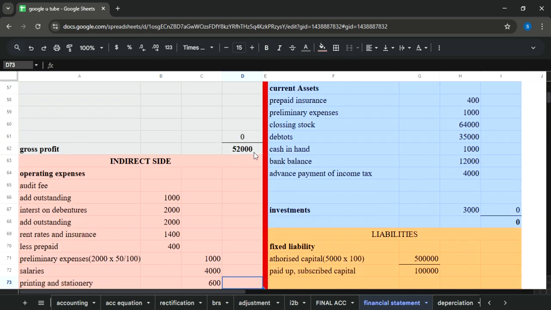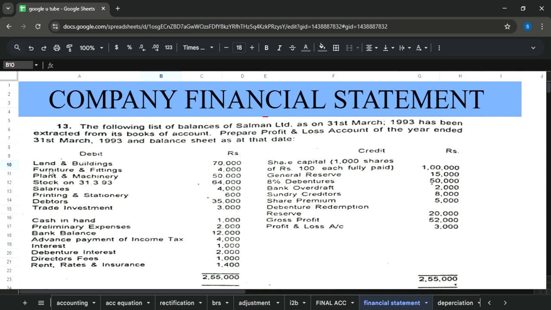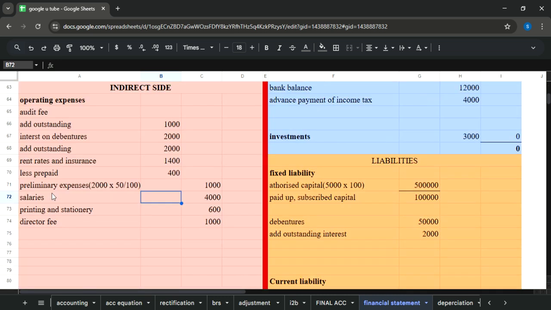Gross profit is already calculated. So here audit fee and its outstanding. Why is audit fee vacant over here? We'll have to see. Audit fee should be present on the debit side. Okay, audit fee is not present. It means only 1,000 is your final amount. After that, look here, interest on debenture was 2,000, 2,000 was outstanding. Next, rent, rates, insurance was 1,400, it's prepaid. Remaining all amounts are already in the second column.